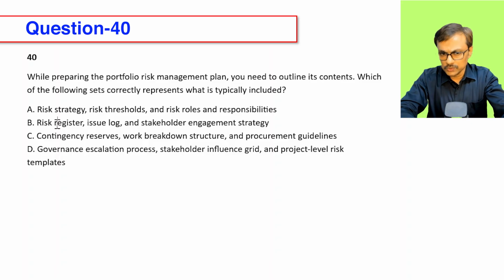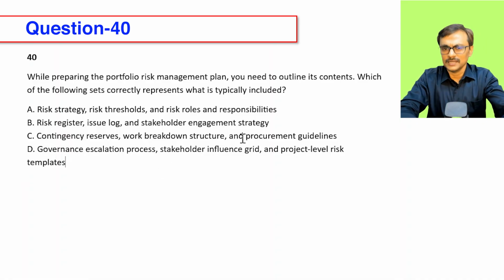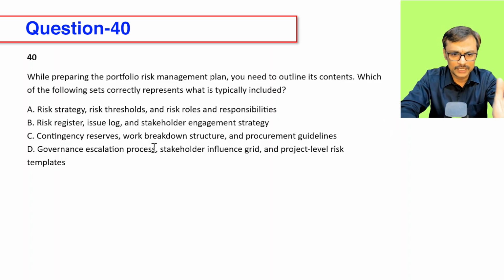Risk register, issue log, definitely not. Format of the risk register can be there. Then I don't have to focus on stakeholder engagement strategy, and even that is not there. Contingency reserve, work breakdown structure, procurement guidelines. So the reserve approach can be there, but not the real reserve. And again, WBS and procurement guidelines are expected not to be there, so I can ignore them.